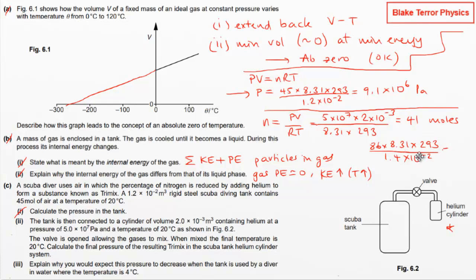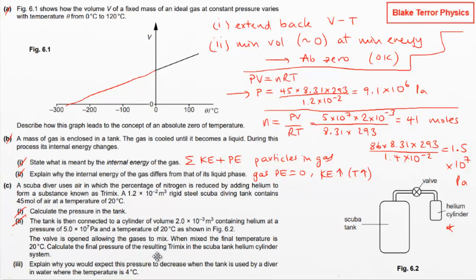That's 1.49568... So 1.5 times 10 to the 7 pascals there for the pressure. So that's good. Part 3, last part.